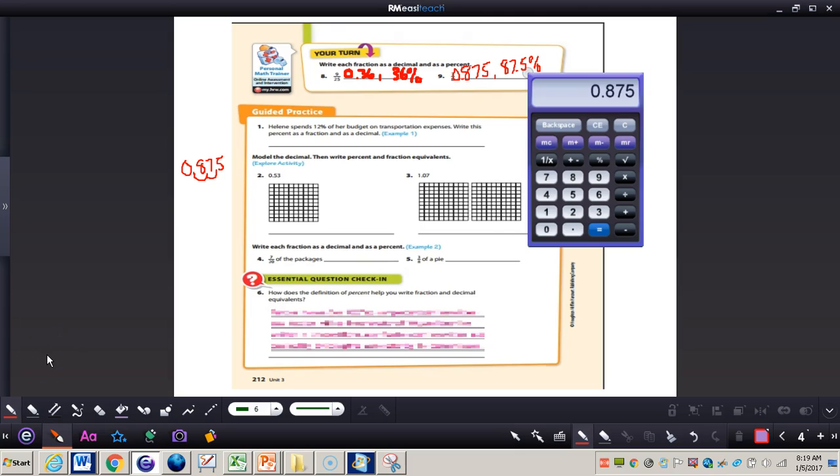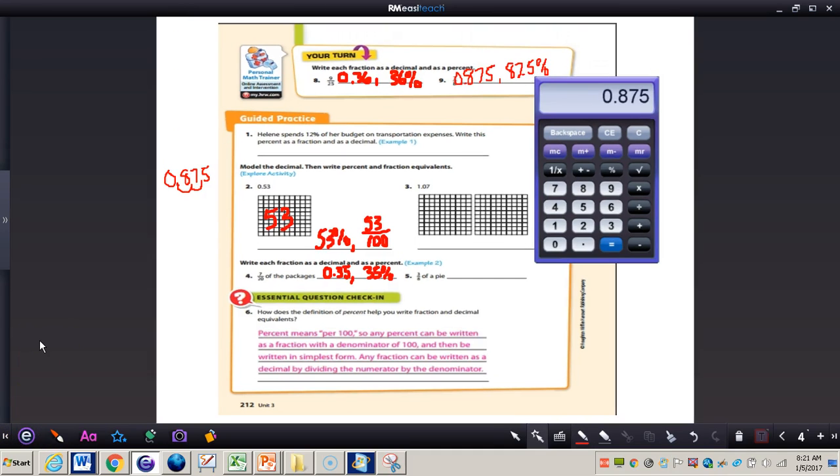Now I would like you to work on number 2 on page 212. You work on that now. Okay, you should have filled in 53 of the little squares representing 53% and 53 hundredths for the fraction. Now I would like you to work on number 4, and you can work on that now. Now you can see the answer for that is 35 hundredths, also 35%.